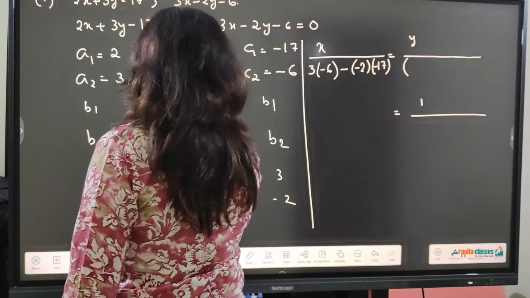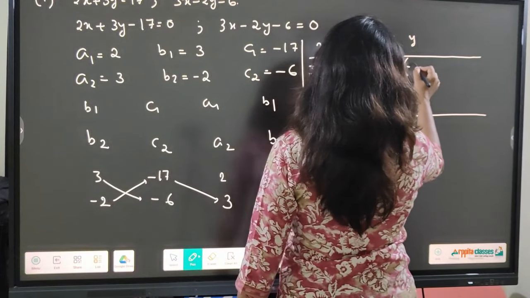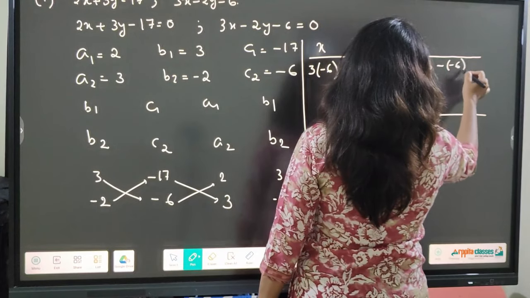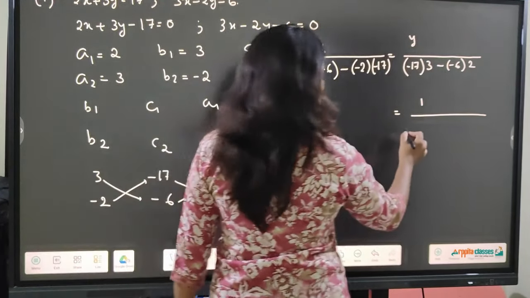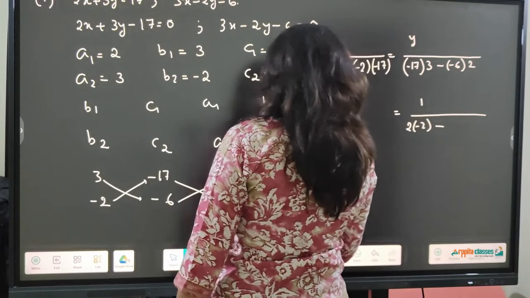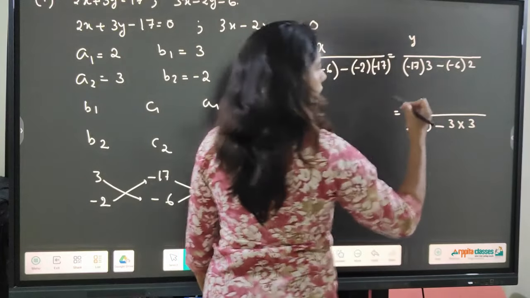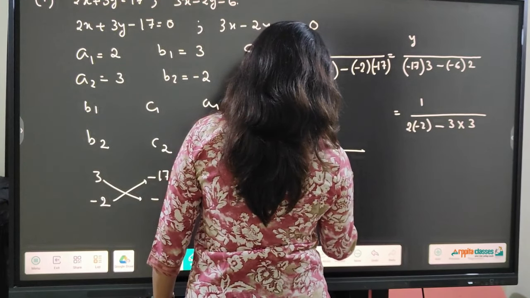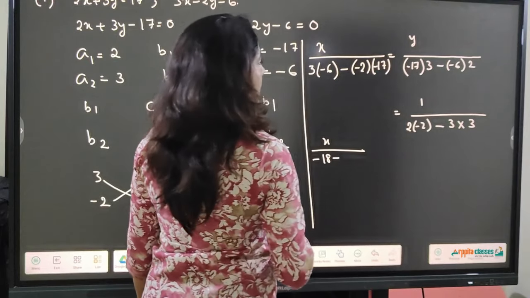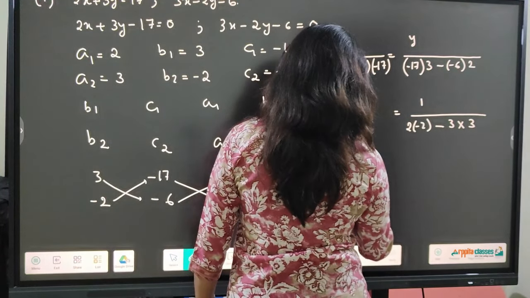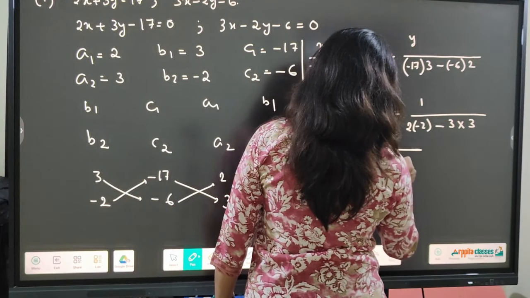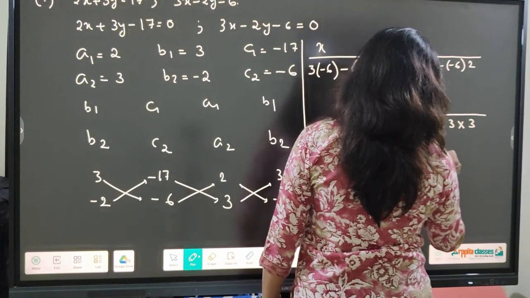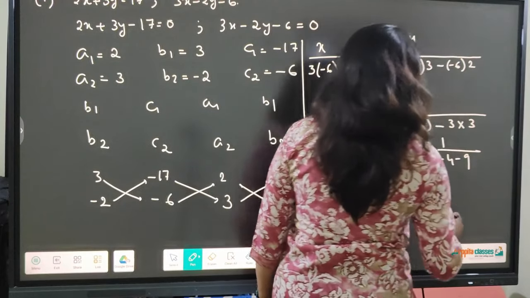y upon something. So minus 17 into 3, minus in between, minus 6 into 2. 1 upon something, 2 into minus 2, minus 3 into 3. So I put all the values properly. Now I'll calculate x upon minus 18 minus is plus 17 into 2 is 34. y upon minus 51 and minus, this is minus 12 is equal to 1 upon minus 4 minus 9.